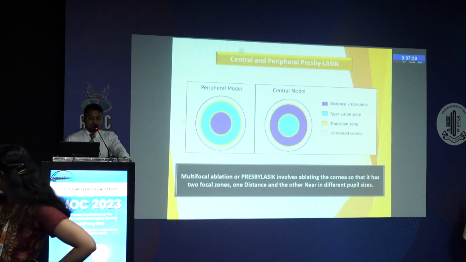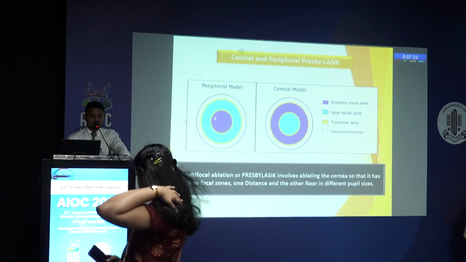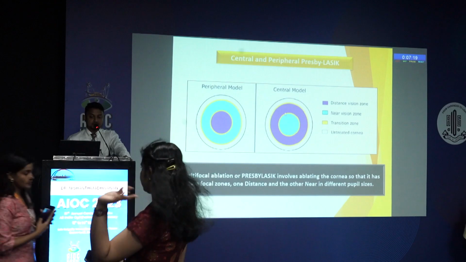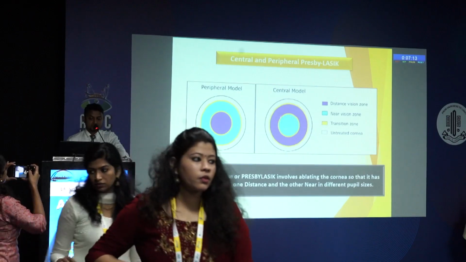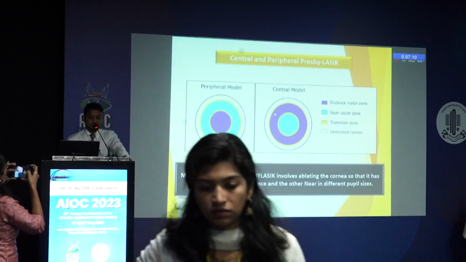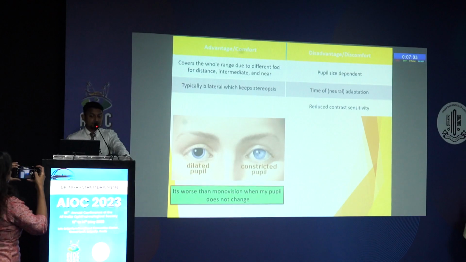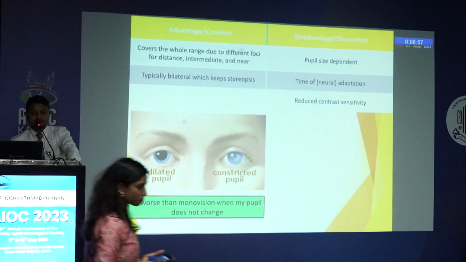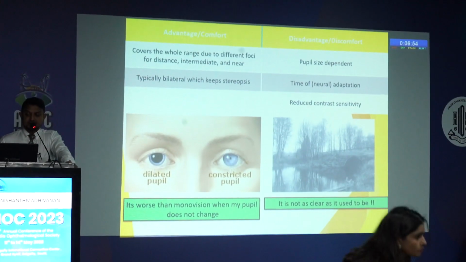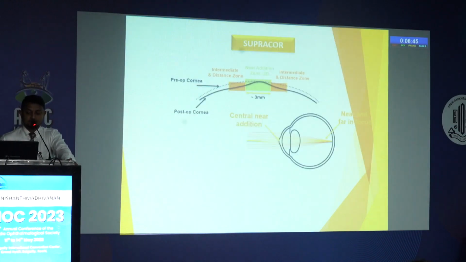So these are the two types of mode. What the peripheral mode means is that the central is for the distance and the mid periphery is for the near. But the central mode, where we have something similar to all these multifocal lenses which Dr. Jayanthan said, is where the central is for near and the mid periphery is for the distance. The advantage is that it covers a whole range due to different foci for distance, intermediate and near, and it is also a bilateral procedure, but the only thing is it is pupil dependent. The main disadvantages are it takes time for adaptation and there is a drastic reduction in contrast sensitivity because we are bending the light in different focus.